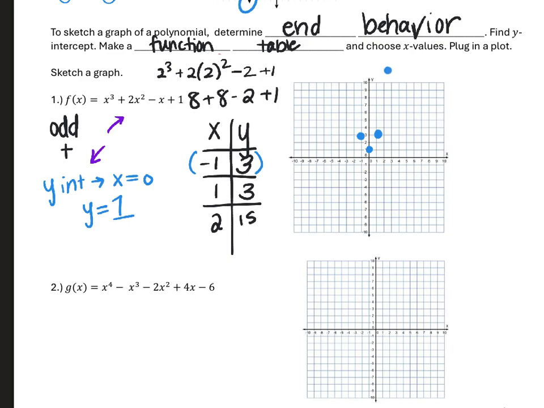Now, our end behavior is how we're going to finish this function. Remember, on the left, it is going down. So this is going to look like this. Our end behavior is going down. To the right, our end behavior is going up. So we'll connect these and then continue our arrow going in a positive direction.